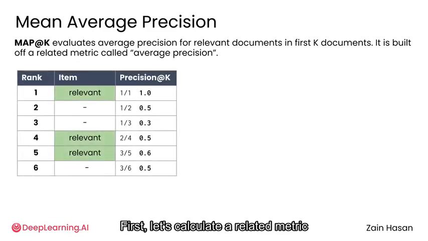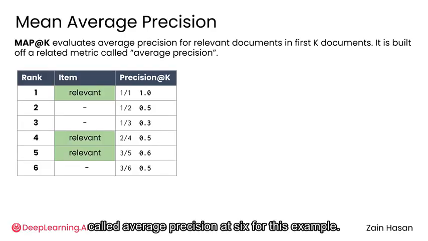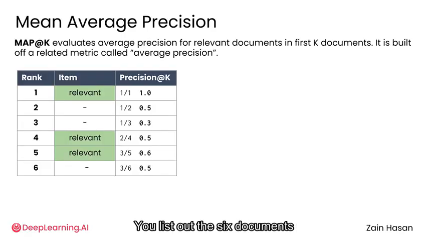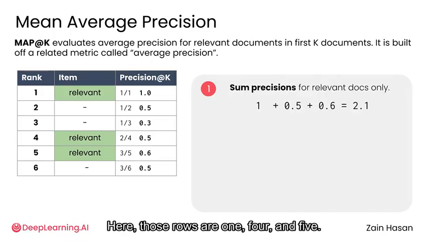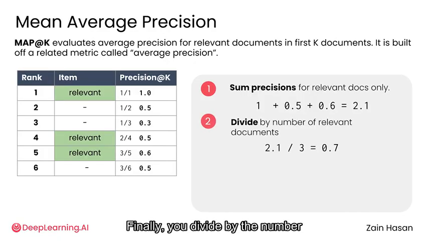First, let's calculate a related metric called average precision at 6 for this example. You list out the 6 documents the retriever ranked most highly and calculate precision at K for every row. Next, you add up the precisions only for rows that contain relevant documents. Here, those rows are 1, 4, and 5. So you add 1, 0.5, and 0.6. Finally, you divide by the number of relevant documents retrieved in the top K, which in this case is 3. That gives us an average precision of 0.7.